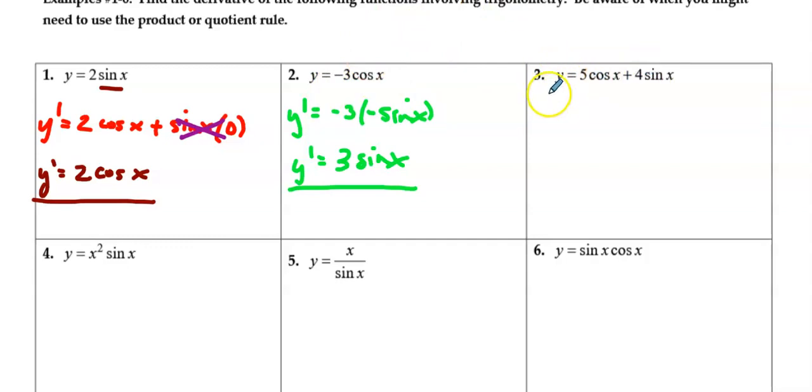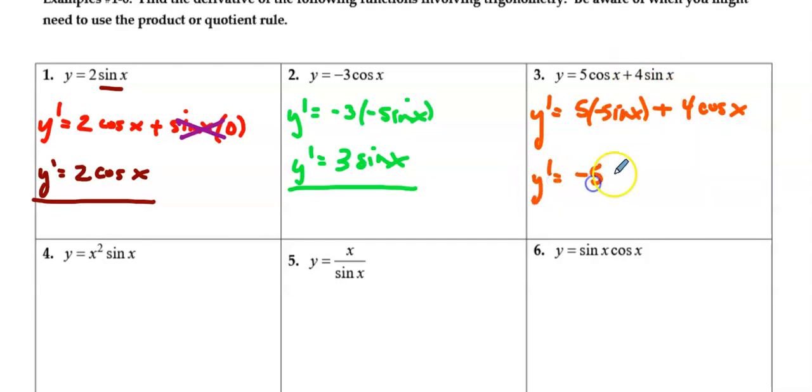For example number 3, hopefully you're getting this pretty well now, the derivative will be 5 times the derivative of cosine. The derivative of cosine again is negative sine. Then plus, I take the derivative of this term, so it's 4 times the derivative of sine, which is cosine of x. So our answer is negative 5 sine of x plus 4 cosine of x.